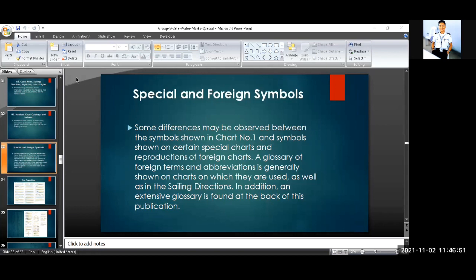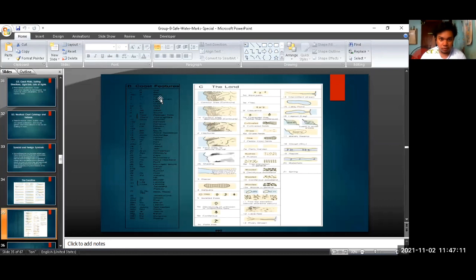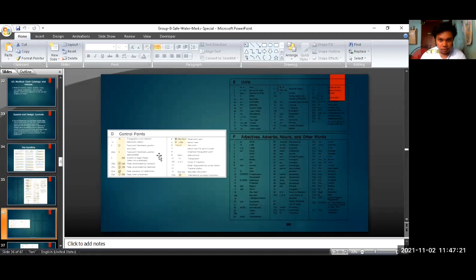So the next slide is the symbols and abbreviations. Next slide is the coastline. This is the symbols and abbreviations of coastline. Next is the coast features and the land. So next slide is the control points, the units, the adjectives, verbs, nouns, and other words.